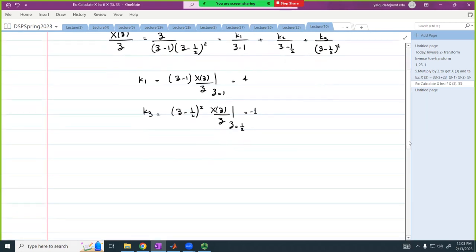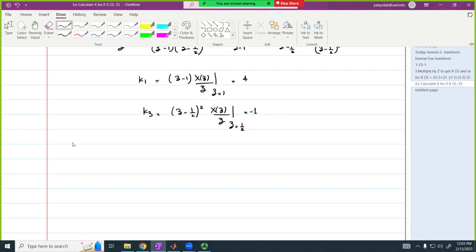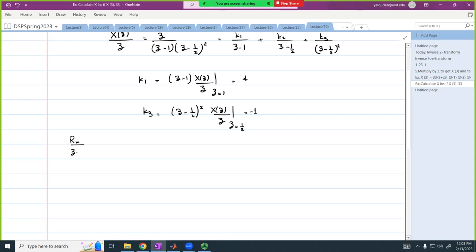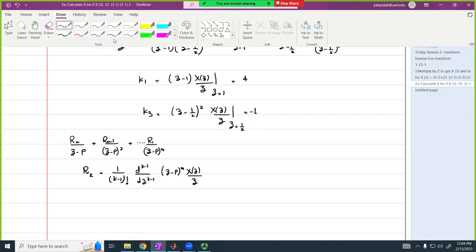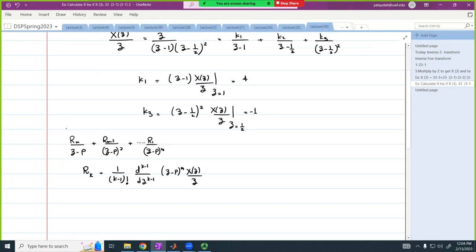Or, we can use the residue theorem that tells us, and this is on the side, if I have Rm over z minus p plus Rm minus 1 over (z minus p) squared, all the way to R1 over (z minus p) to the power of m, then R sub k is going to equal 1 over (k minus 1) factorial, times the derivative d by dz to the k minus 1 of (z minus p) to the power of m times X of z divided by z. So we're going to use this method. Nevertheless, you can use any method you like.